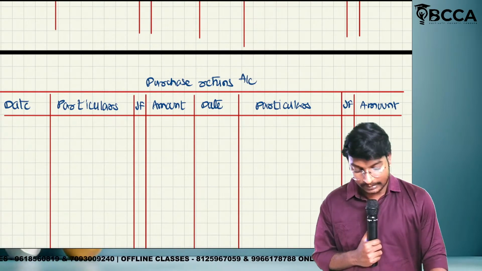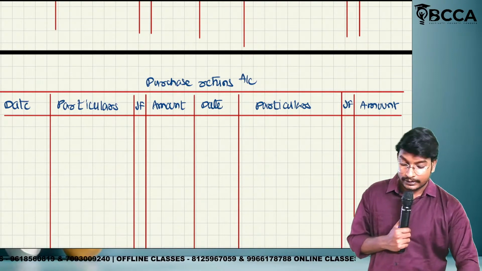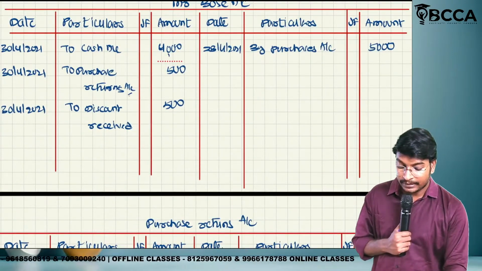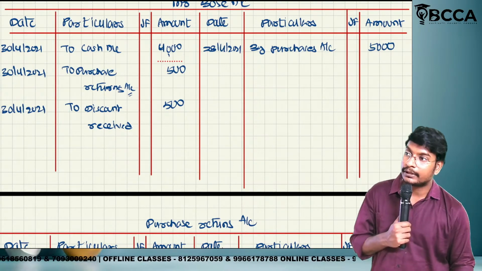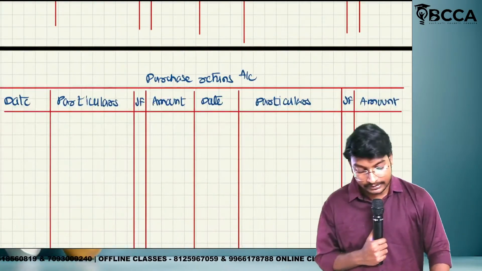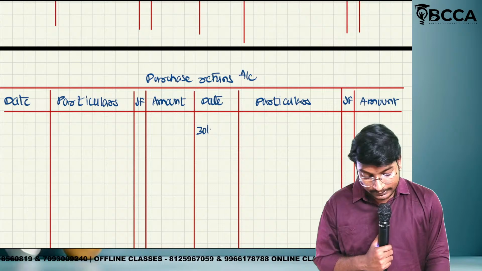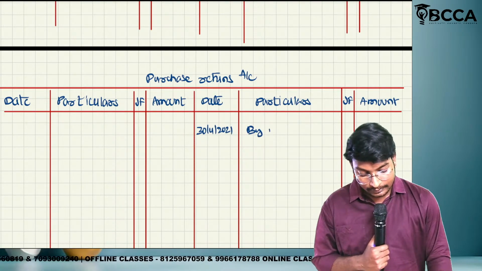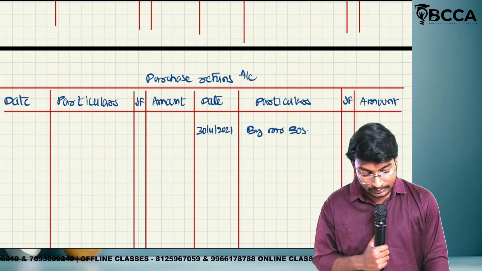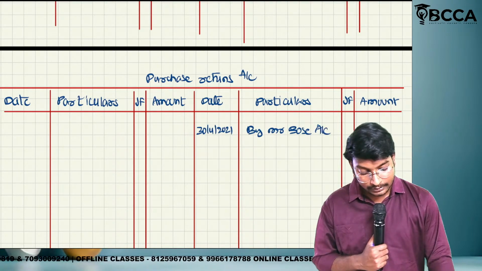Purchase returns account. In the Mr. Boss account, we have recorded the purchase returns on which side? Credit side. So in the purchase returns account, we need to record on the credit side. What is the date of the transaction? 30th April 2021, by Mr. Boss account. How much?